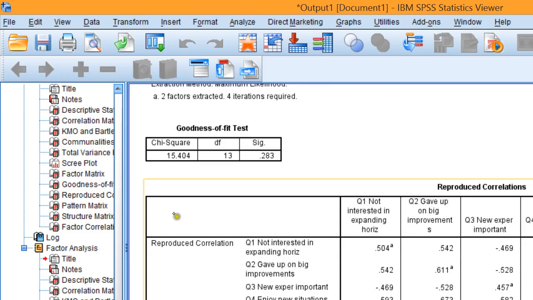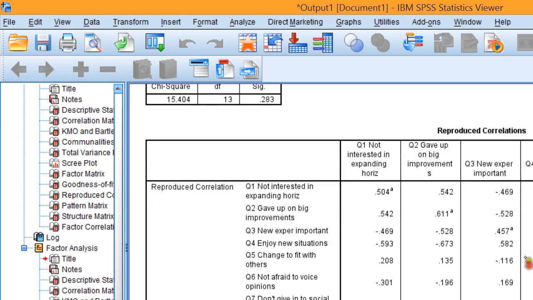This is the reproduced correlation matrix. So using the factors to reproduce the items and then taking the correlations between those reproduced items, you get this reproduced correlation matrix. The goodness of fit test tells you how well the reproduced correlation matrix fits with the original correlation matrix. You don't want this to be significant because this tests how similar they are, and you want them to be similar. So if it's significant, it shows that they're significantly different, which you don't want. So you want this test to not be significant, which it isn't, which is good.